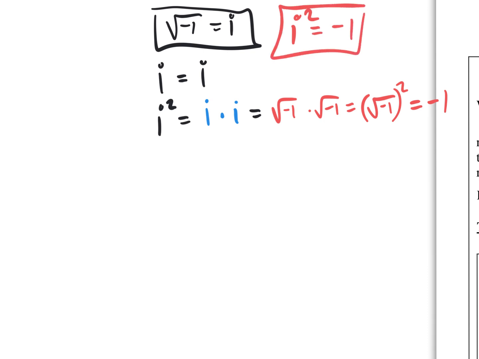Okay? i squared equals negative 1. Let's move on to i to the third. You're going to love it. i to the third, I could rewrite that as i squared times 1 more i. But what is i squared? Negative 1. So I could rewrite this as negative 1 times i. And what is negative 1 times i? Negative i.